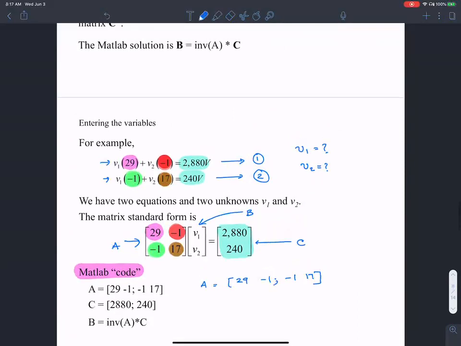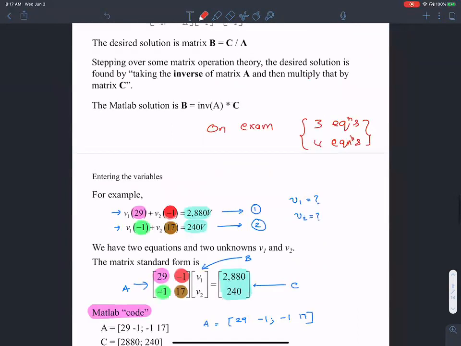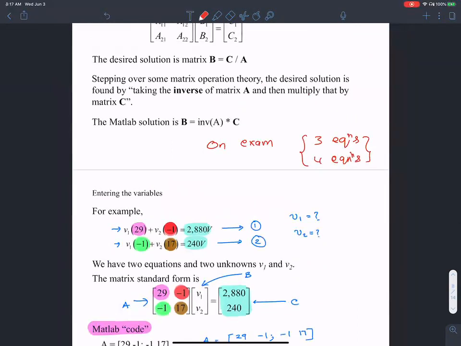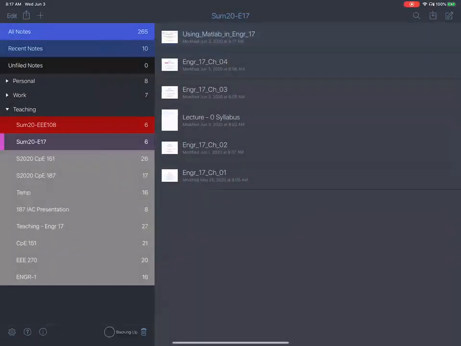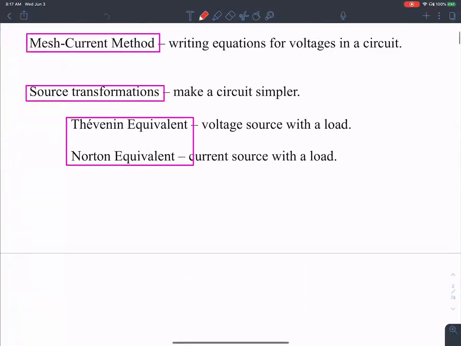On the exam, and by the way, this is an important thing that you want to remember, you may encounter a set of 3 equations or 4 equations and 4 unknowns that you have to solve simultaneously. And why not use MATLAB when we can use it on the exam as well? Okay, so that's the idea of using MATLAB to solve a system of linear equations. So let's continue with this.